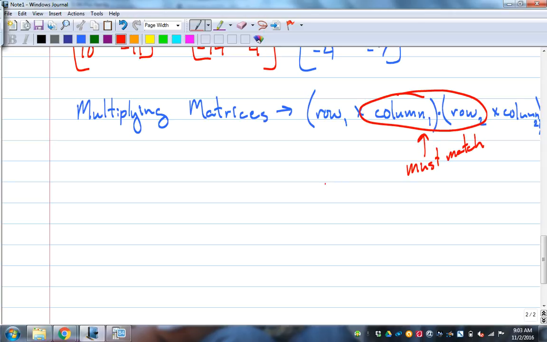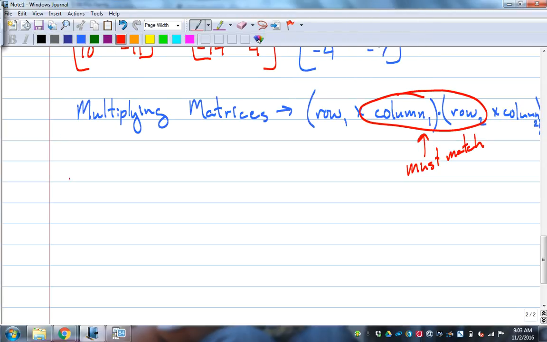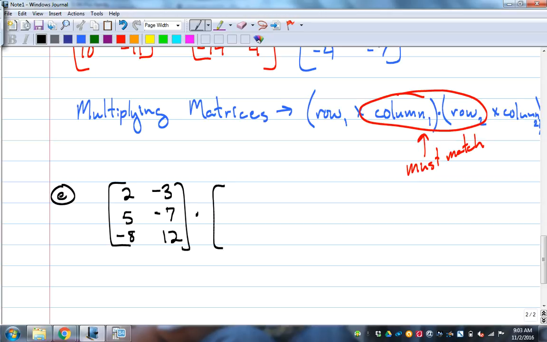Okay. So, for example, if we're going to multiply 2 matrices together, let's just get an example here. Example E, I guess. Here's our matrix: -2, -2, -3, 5, -7, -8, 12, times 10, 11. Okay. So what size is this first matrix? 3 by 2. What size is the second matrix?